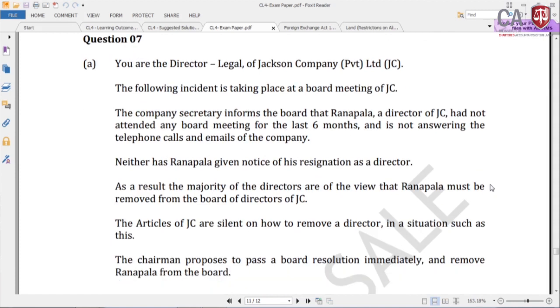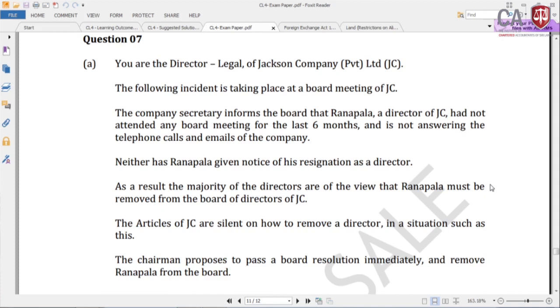Then question number 7, part A. You are a director legal of Jackson Company Private Limited. The following incident is taking place at a board meeting of JC. The company secretary informs the board that Ranapala, a director of JC, had not attended any board meeting for the last 6 months and is not answering the telephone calls and emails of the company. Neither has Ranapala given notice of his resignation as a director.